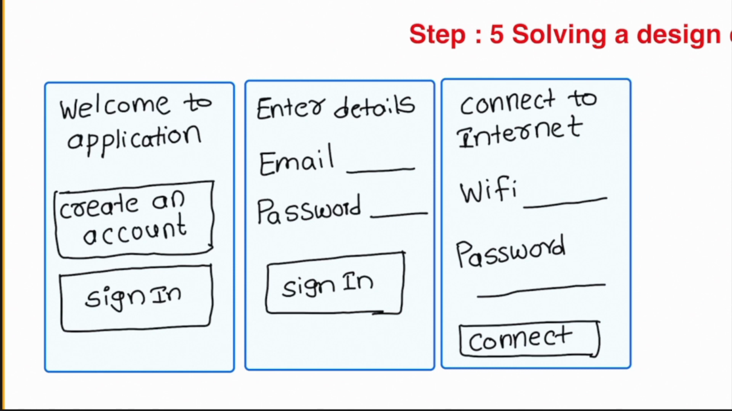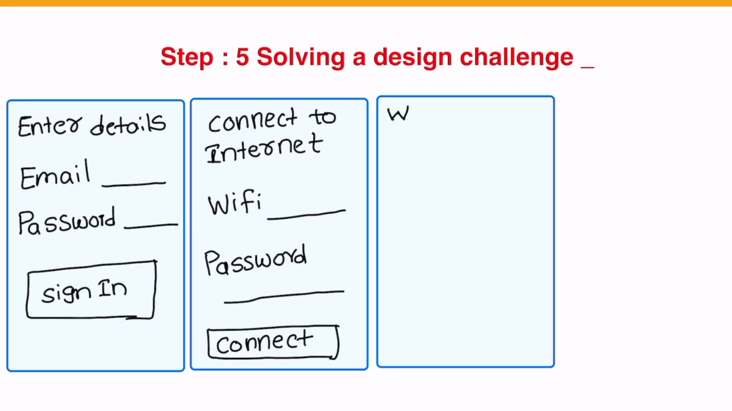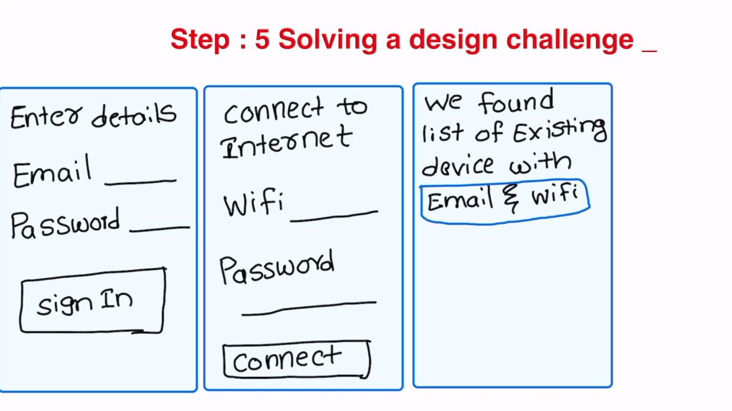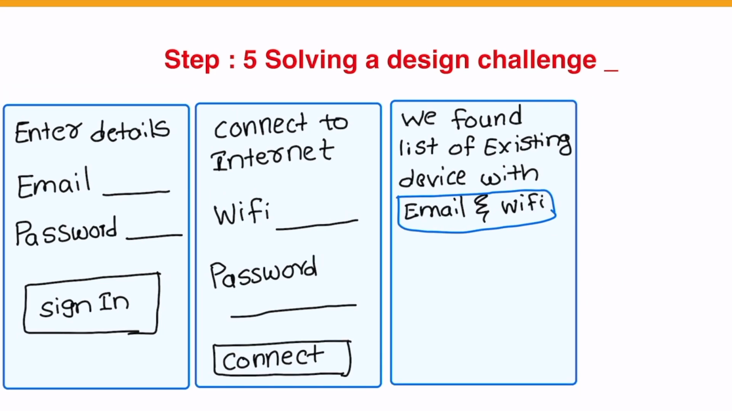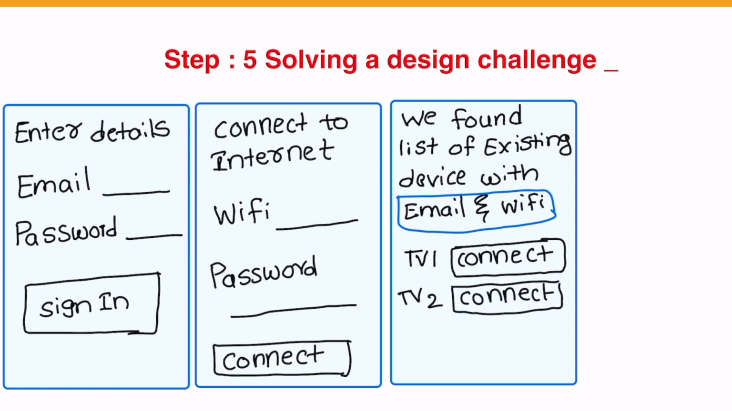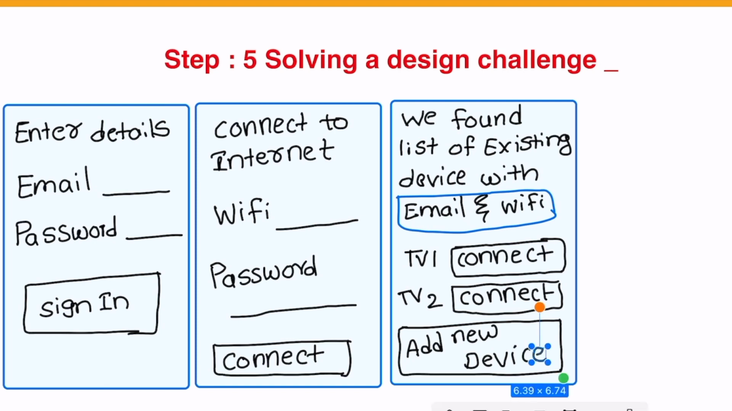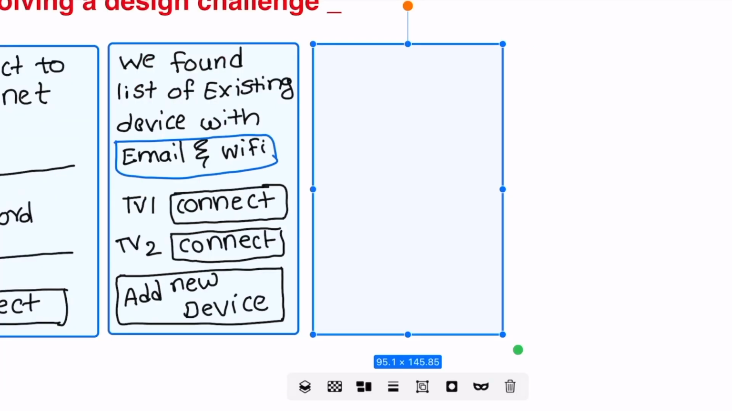Now I am going to create a new page or a new screen with a list of existing devices connected with email and Wi-Fi. In this page I am going to add TV1 and next to it a connect button, and then TV2, and next to TV2 I am adding the connect button, and at the bottom of the screen I am going to create a new option, add new device. So in that way, by looking at the available options on the screen, the user can simply connect to the devices or they can add a new device.